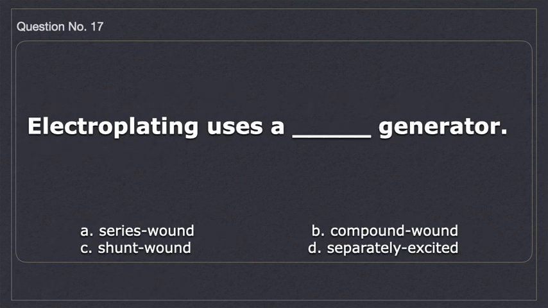Question number 17. Electroplating uses a blank generator. A. Series wound, B. Compound wound, C. Shunt wound, D. Separately excited. Answer: D. Separately excited.